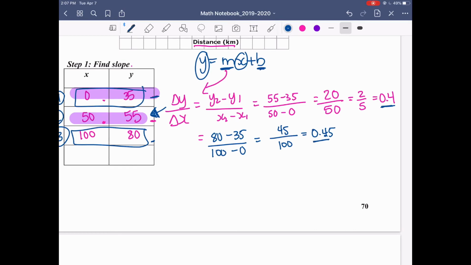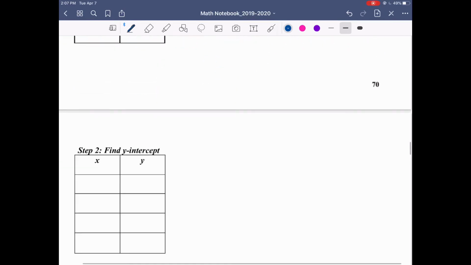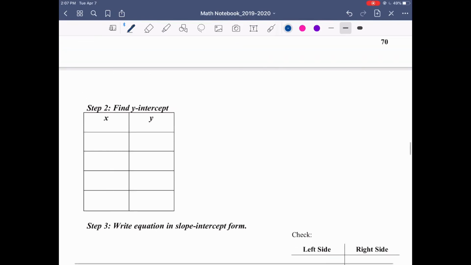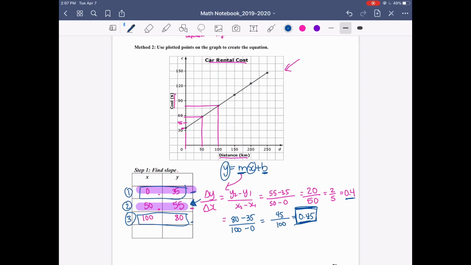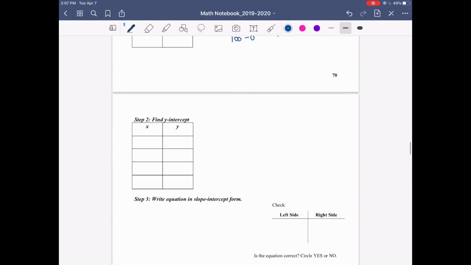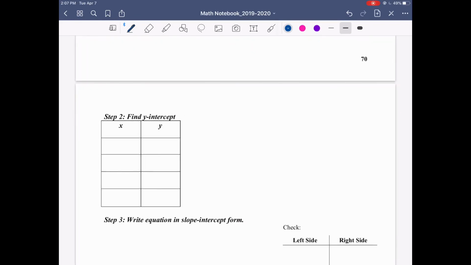So step 1 was to find the slope. Let's stick with the more accurate answer, which was 0.45. Step 2 is to find the y-intercept. So we want to see what the difference is that's needed to make it up. So if we had 0 and 35 for one of our first points, and we plug it into our formula, y equals mx plus b, it's saying to get y, you do 0.45 times x plus something. And we have to figure out what that something is.